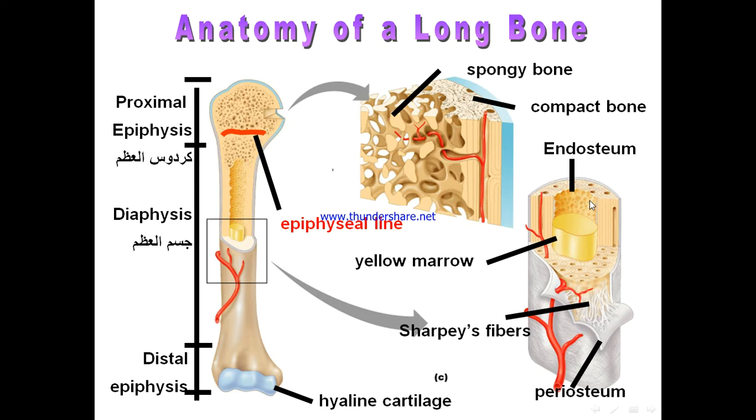So periosteum is a dense fibrous membrane covering the surface of the bone, while endosteum is a structure in the middle of bone tissue and bone marrow. It is a thin covering that surrounds the medullary cavity.